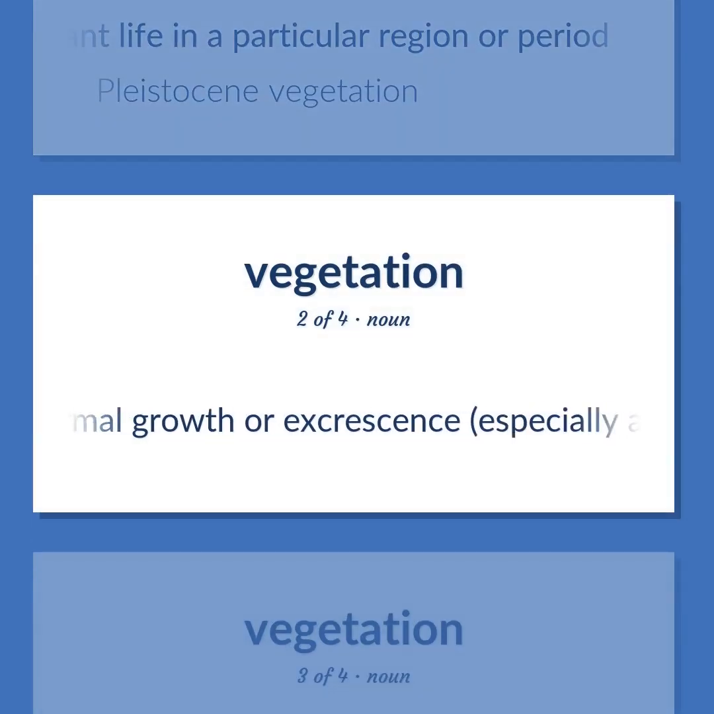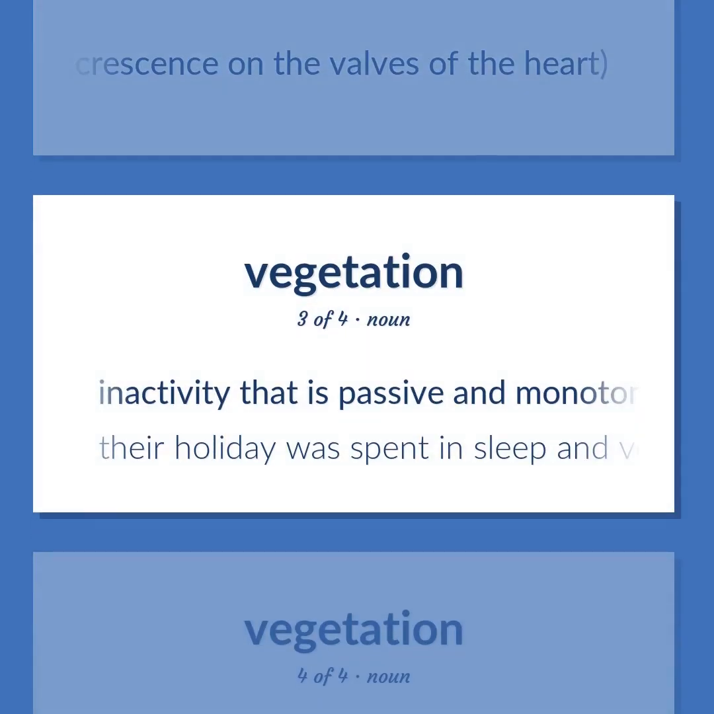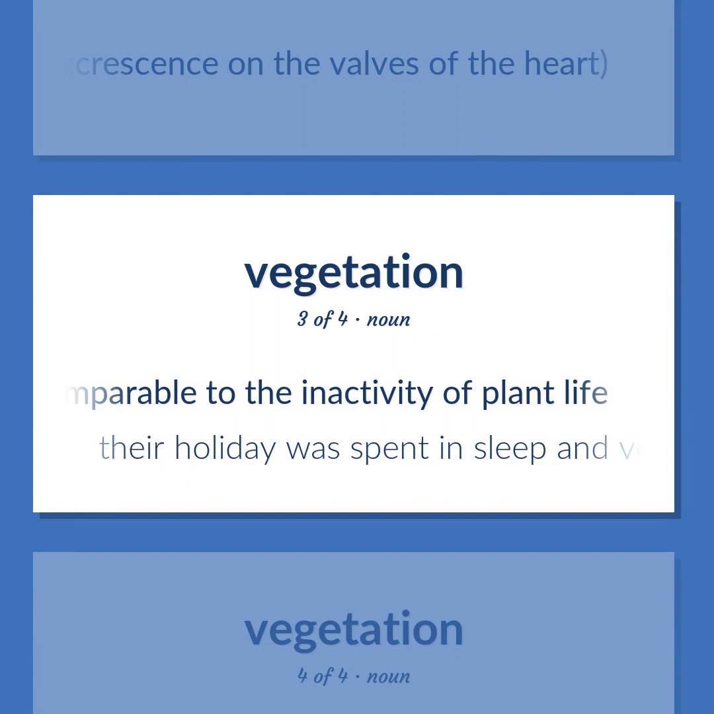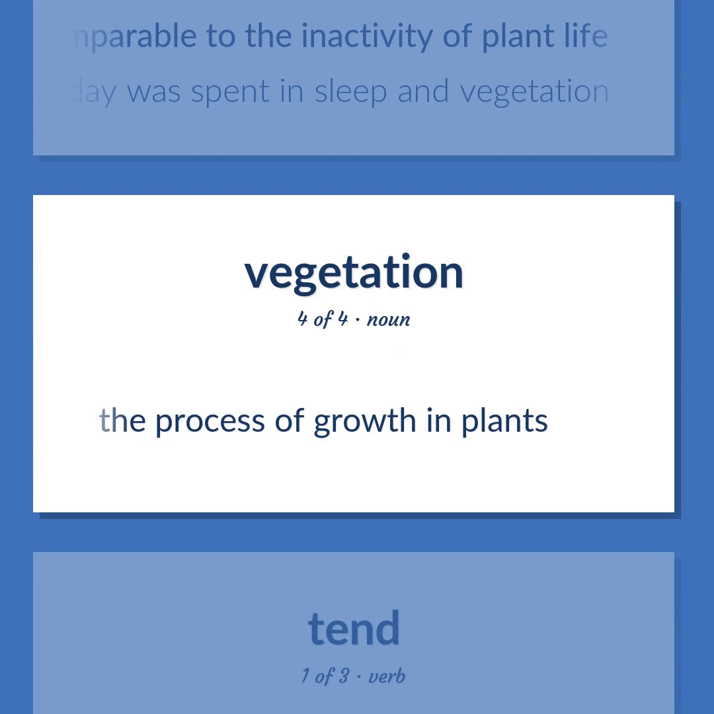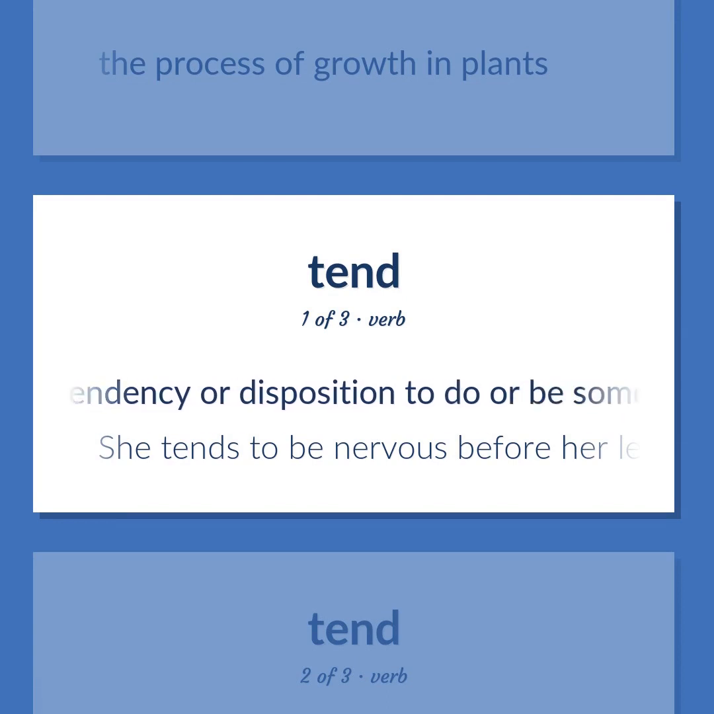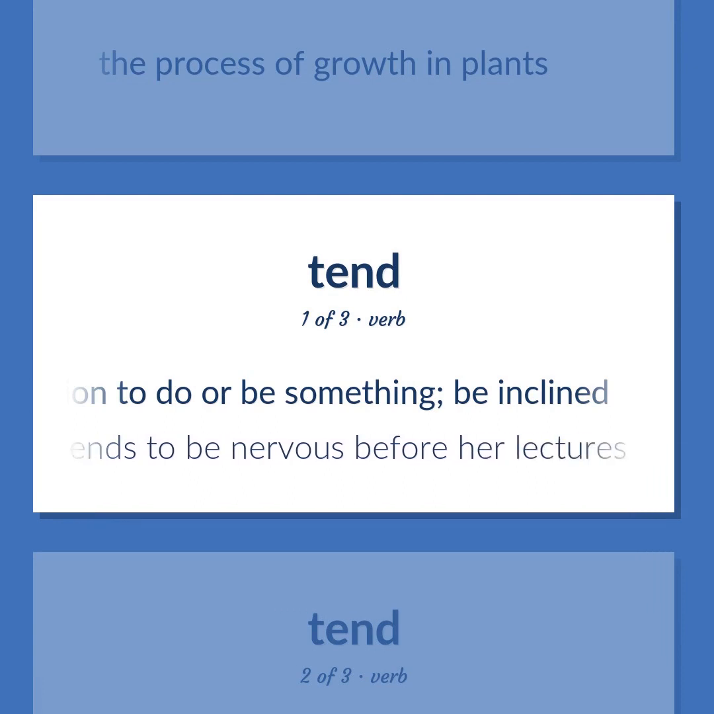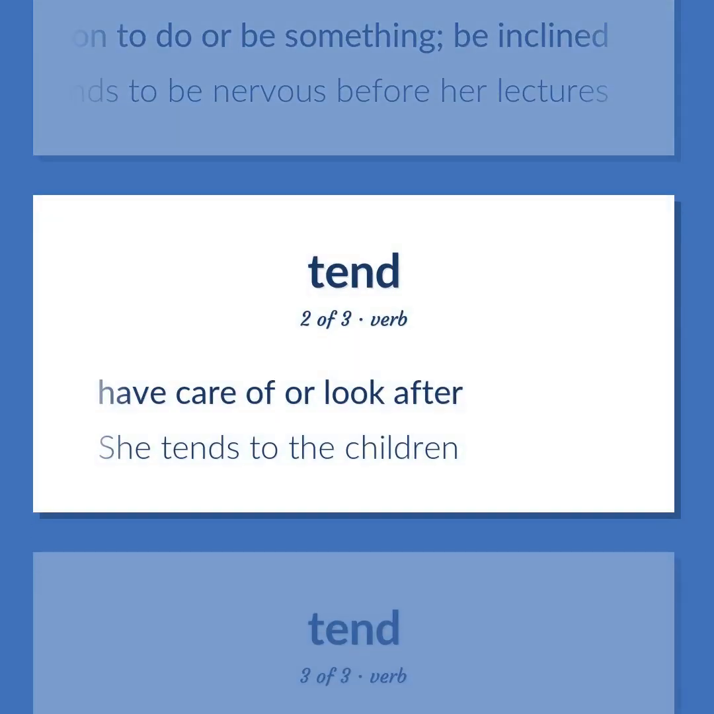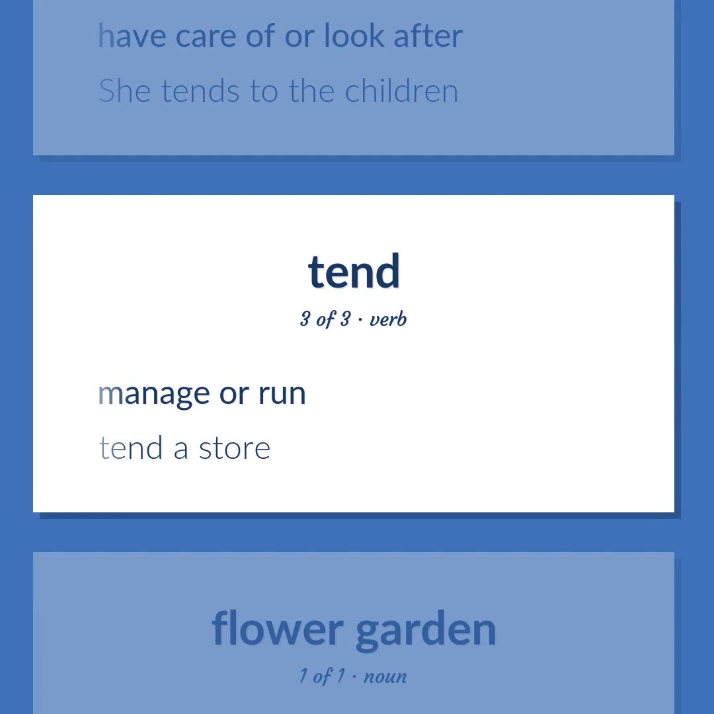An abnormal growth or excrescence, especially a warty excrescence on the valves of the heart. Inactivity that is passive and monotonous, comparable to the inactivity of plant life. Their holiday was spent in sleep and vegetation. The process of growth in plants. Tend: have a tendency or disposition to do or be something, be inclined. She tends to be nervous before her lectures. Have care of or look after. She tends to the children. Manage or run. Tend a store.